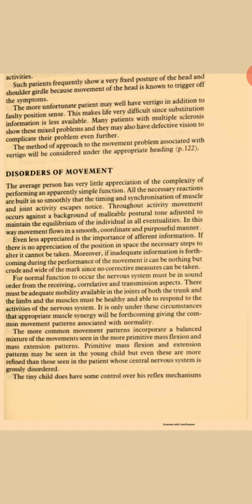Such patients frequently show a very fixed posture of the head and shoulder girdle because movement of the head is known to trigger off the symptoms. The more unfortunate patient may well have a vertigo in addition to faulty position sense. This makes life very difficult since substitution information is less available. Many patients with multiple sclerosis show mixed problems, and they may also have defective vision to complicate their problem even further. The method of approach to the movement problem associated with vertigo will be considered under the appropriate heading.